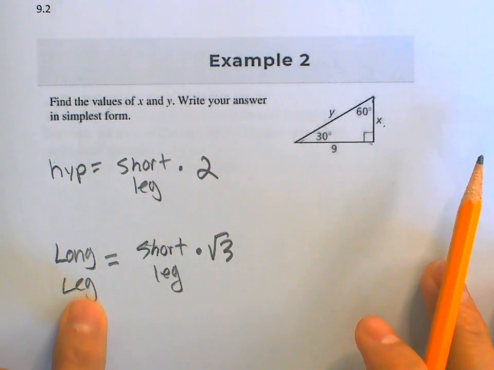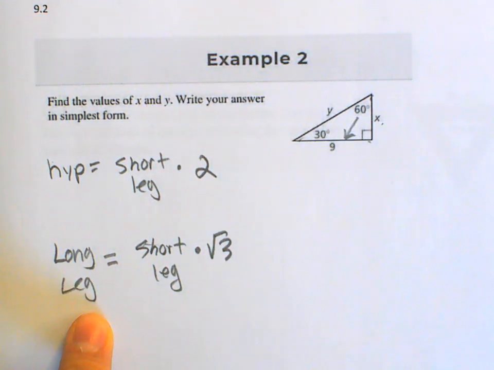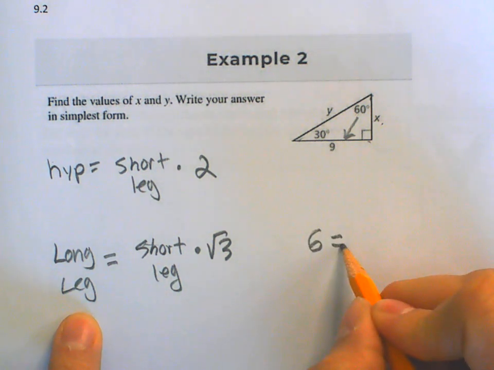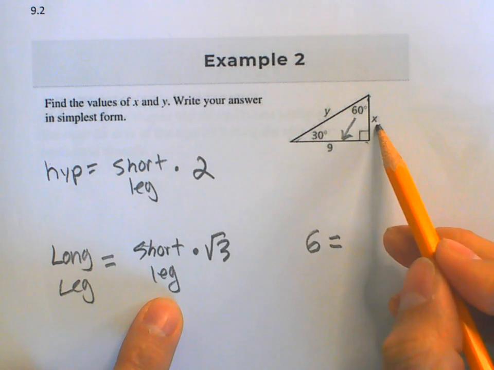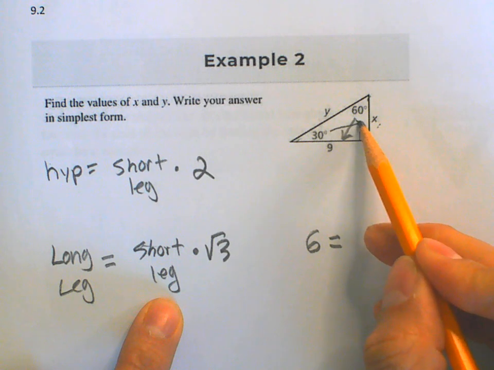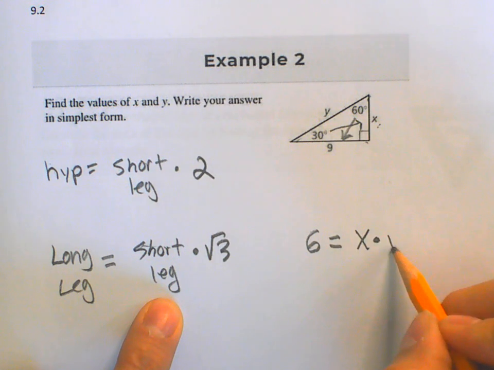So what am I given? I'm given the one that's right across the 60-degree angle, and that's the long leg. Okay, so the long leg here happens to be 6. The short leg, we don't know what that is. It's represented by x, and it's also the one across the 30-degree angle. So that's going to be x times radical 3.